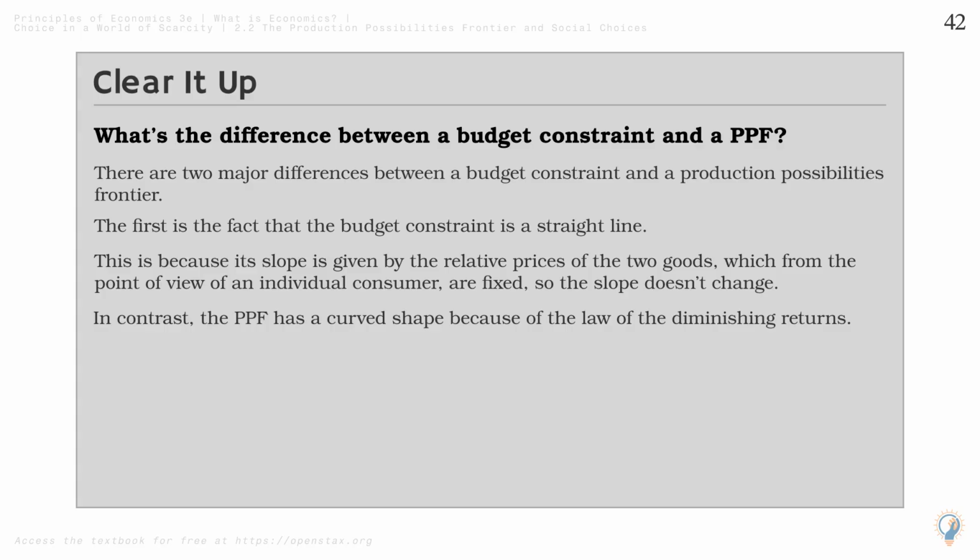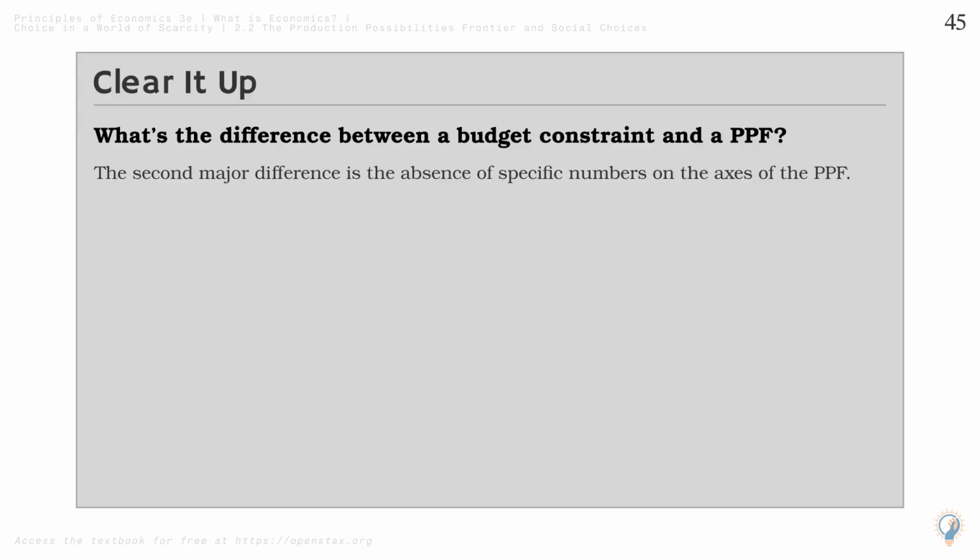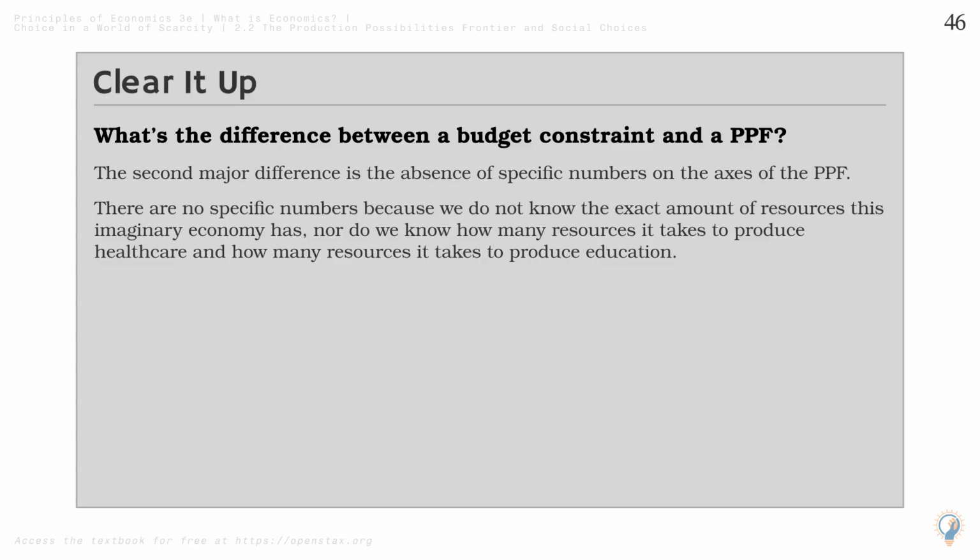In contrast, the PPF has a curved shape because of the law of diminishing returns. Thus, the slope is different at various points on the PPF. The second major difference is the absence of specific numbers on the axis of the PPF. There are no specific numbers because we do not know the exact amount of resources this imaginary economy has, nor do we know how many resources it takes to produce healthcare and how many resources it takes to produce education. If this were a real-world example, that data would be available.